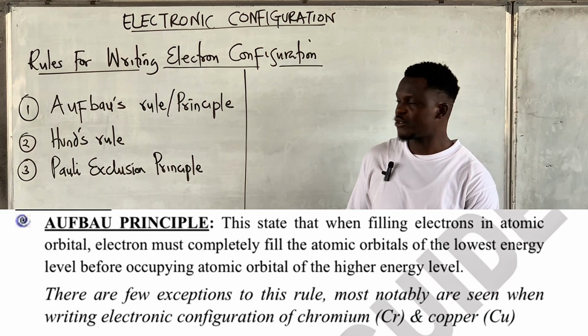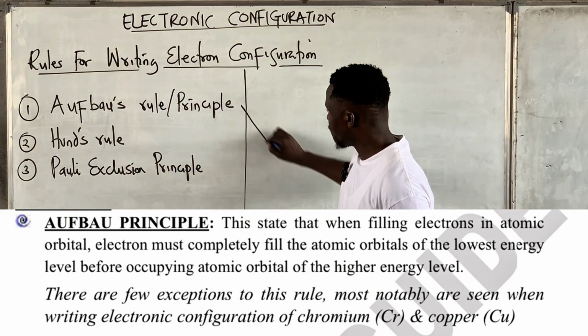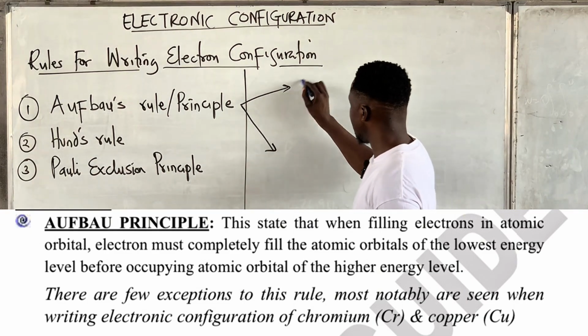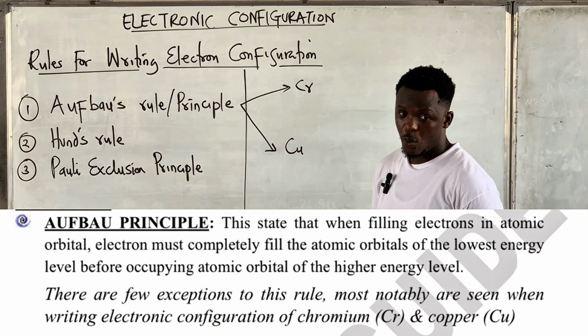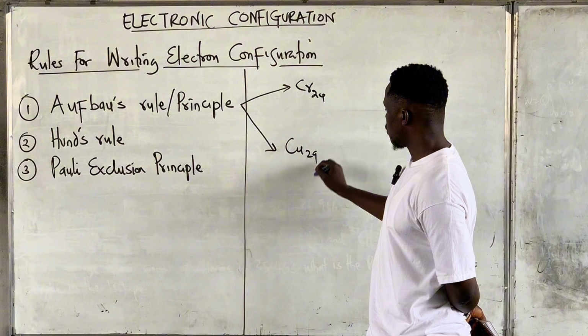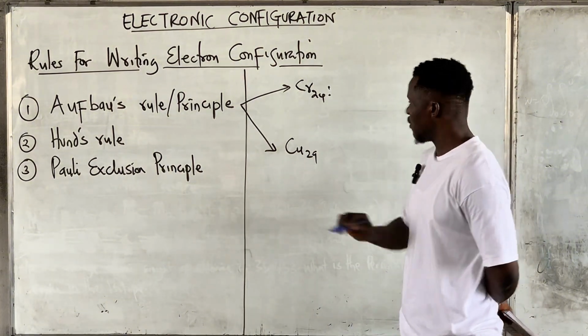Now, there are a few exceptions to this particular rule. Just in case you're being asked, there are a few exceptions to the Aufbau principle, and those exceptions are chromium and copper. Chromium is 24, and copper is 29. Now, if I'm writing the electronic configuration for chromium, look at this.